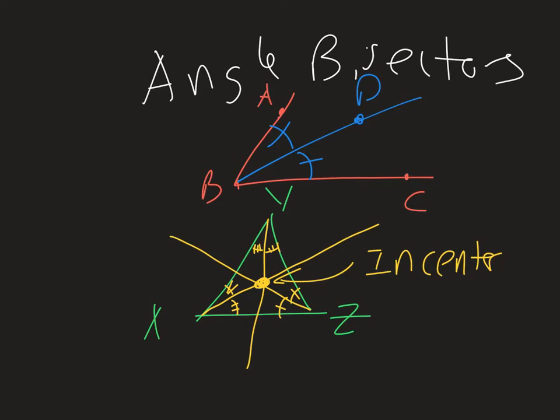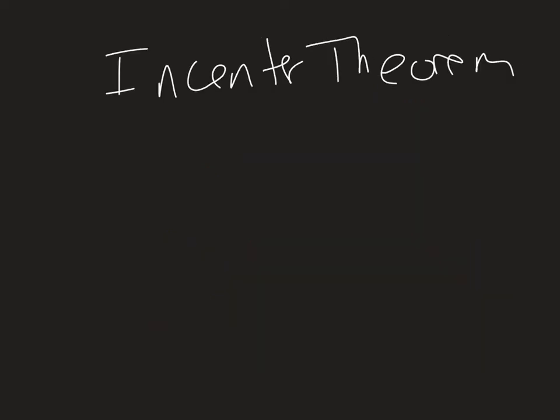And again, it's special in that it's pretty rare that three lines line up to intersect at one point. So the incenter has some special properties. It's useful for a few things, and it's kind of a neat point to talk about within triangles. So let's talk about the theorem that goes along with an incenter.